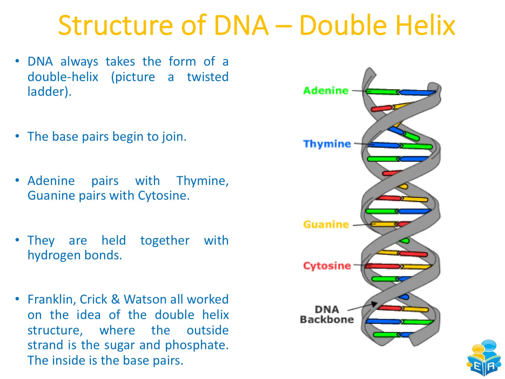Now, how do we actually form this double helix structure? Well, it always takes the form of the double helix. So if you picture back to that twisted ladder, the base pairs are going to begin to join towards the center. And again, you can see that a little bit more clearly now in the double helix. Adenine joining to thymine, guanine joining to cytosine. They're complementary pairs, so they have a similar shape to each other.